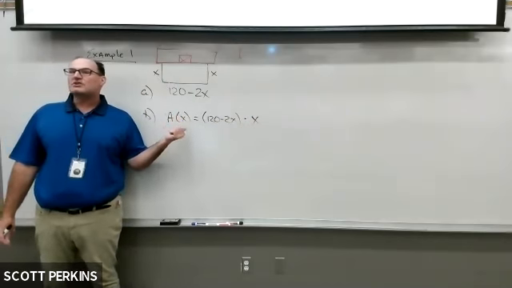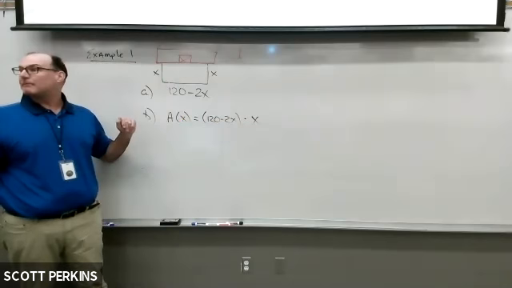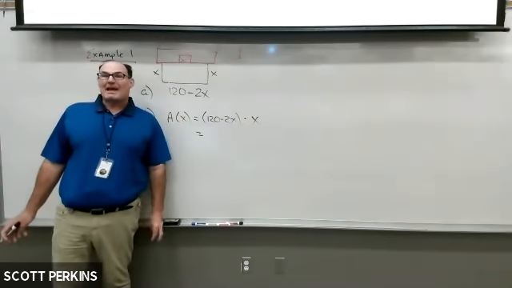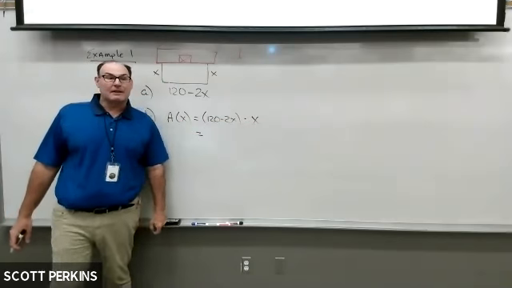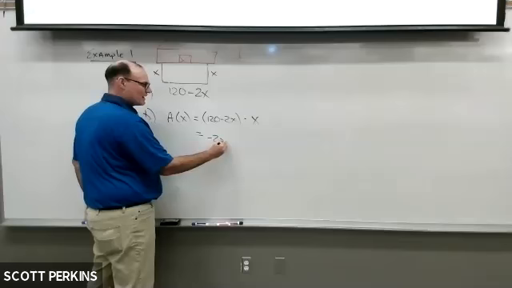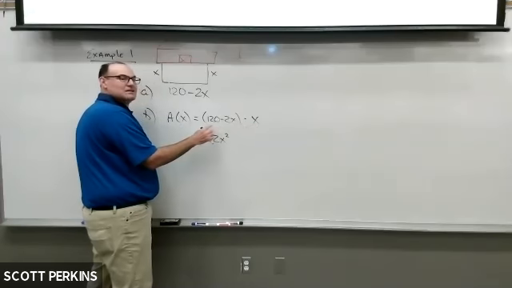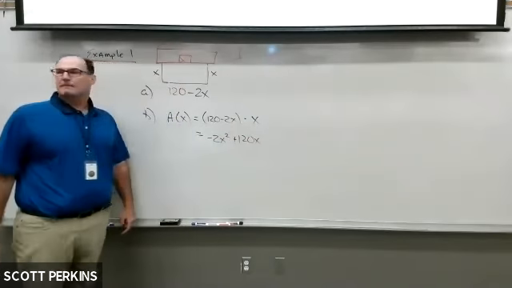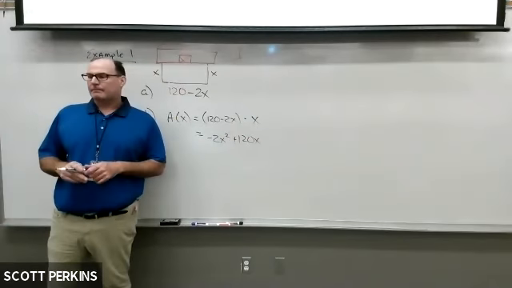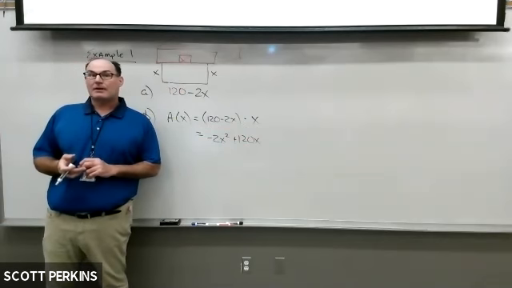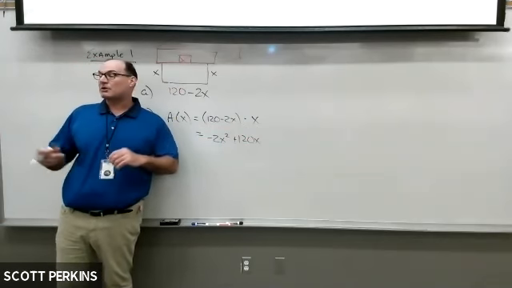I'm going to simplify this just a little bit, just by distributing. And I'm going to put it in descending order so that I know what my A, my B, and my C are if we have to do anything like that. So X times negative 2X is negative 2X squared. X times 120 is 120X. Still doing okay? Again, I know this is difficult stuff, so we're going step by step.